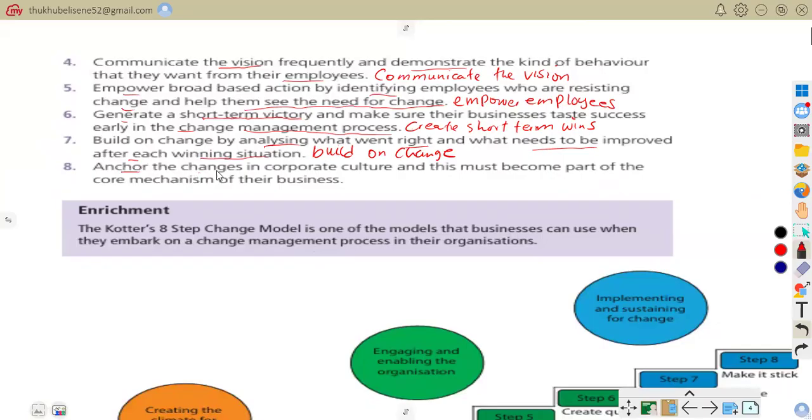Anchor the changes in corporate culture, and this must become part of the core mechanism of the business. So here we are saying make change permanent. That's what this means. So we need to ensure change becomes part of the culture. So that is that. Now let us move on, good people.